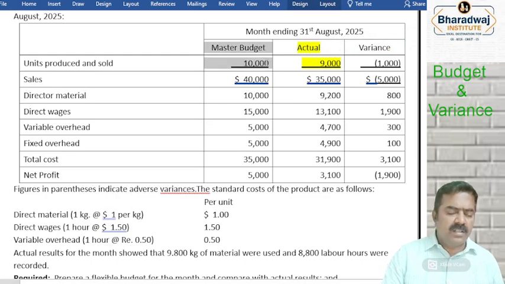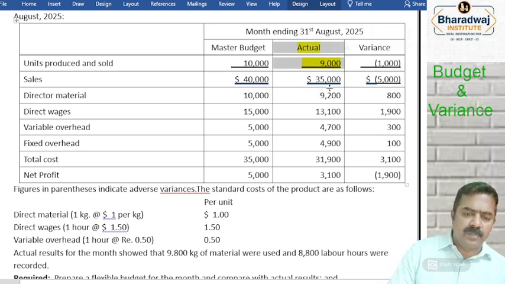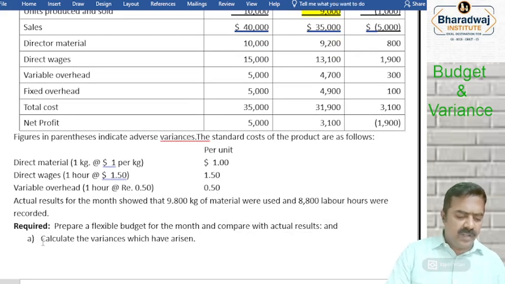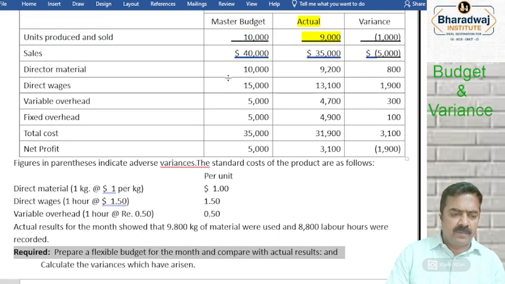So the budget is given for 10,000 units. They ask you to prepare budget for what? 9,000 units. Then they ask you to compare with actual results. Then we'll do which one? Variance analysis. So first you do flexible budget. Prepare a flexible budget.